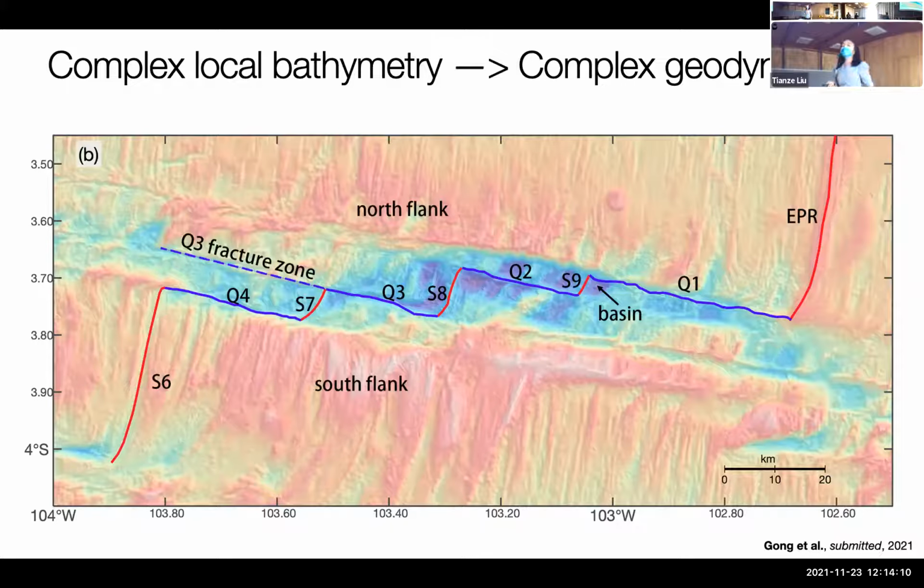So here is a zoom-in view of the topography of Quebrada. Quebrada, as we just talked about, can be divided into 4 transform segments, which are labeled Q1 to Q4 from north to south, and they are connected by 3 intra-transform spreading centers, S7 to S9. And the whole area is characterized by a deeper basin, especially to the north and south of Q2. And the transform fault is bounded by high elevation flanks to the north and south. I also highlight the location of the Q3 fracture zone, which we will discuss later.